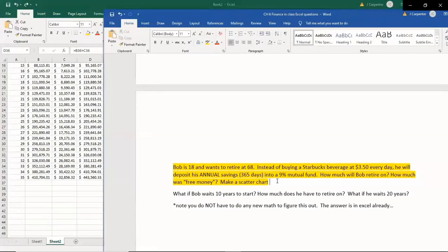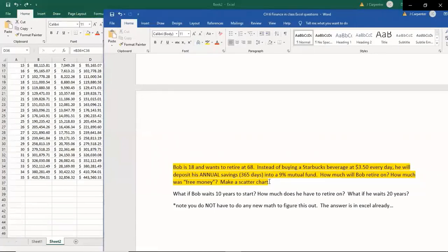Do I have enough time to do this one? I think I have just enough time. So Bob is 18 and wants to retire at 68. Instead of buying a Starbucks beverage at an average of $3.50 a day, so he's not even getting the fanciest beverage there. He's not even getting a biscuit or a pastry to go with it. Now, what he's going to do is deposit his annual savings into a 9% mutual fund. So again, just a tick better than the average. How much will Bob retire on?